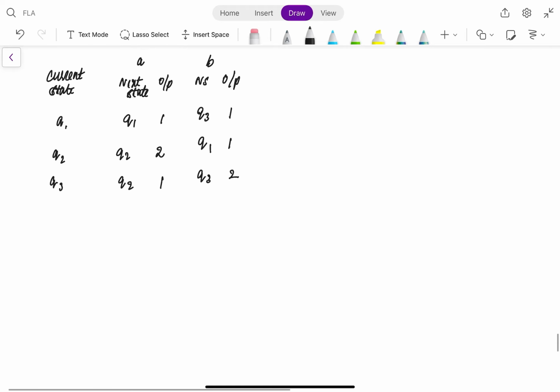To convert this transition table to a Moore machine transition table, there are certain rules. We have already discussed that a Moore machine's output depends only on the current state, which means each state has only one output. So the condition is, if any given state has two outputs, you have to split those states.